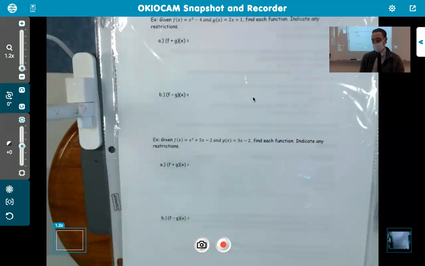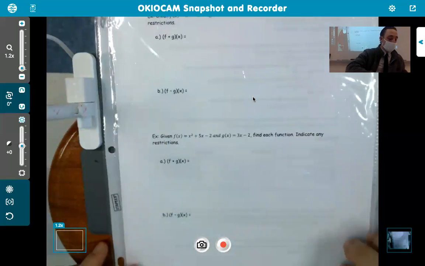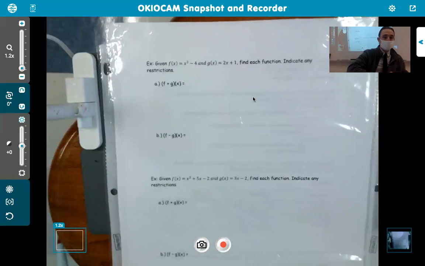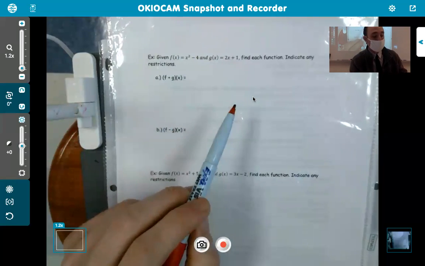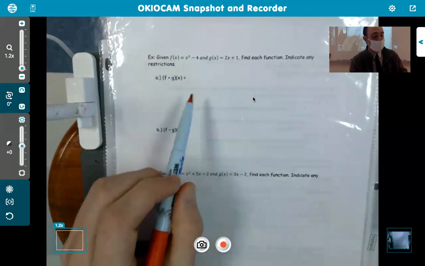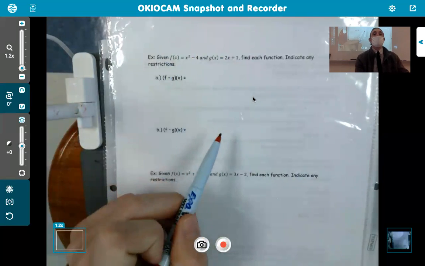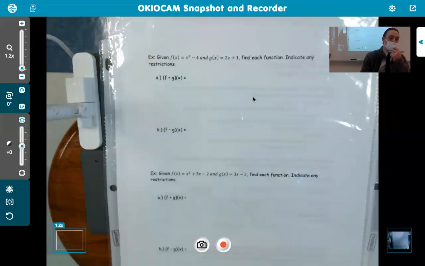All right. So this first example, we're given f of x is x squared minus 4, and g of x is 2x plus 1. They tell us to find each function and indicate any restrictions. A lot of times restrictions will only come up with division. So just keep that in mind, so as not to create too much work for yourself, all right?